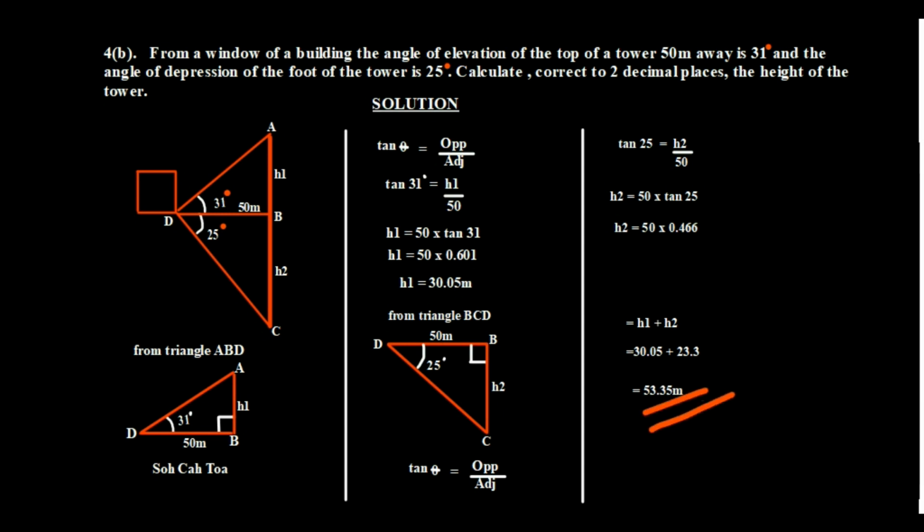Because the question states that we should give our answer in 2 decimal places. As you can see, we have the point and we have 2 digits after the point. So that is 2 decimal places. So our final answer for the height of the tower is 53.35 meters.